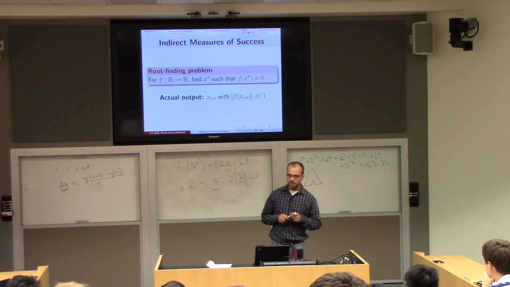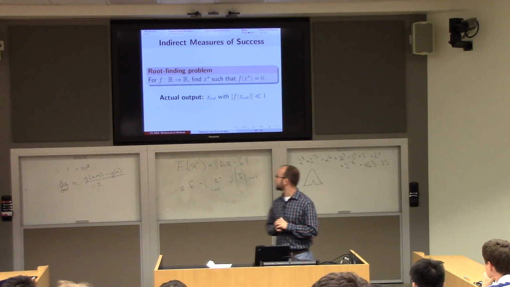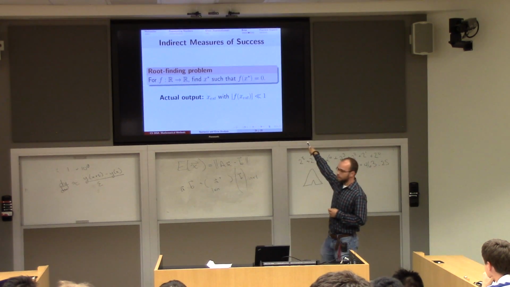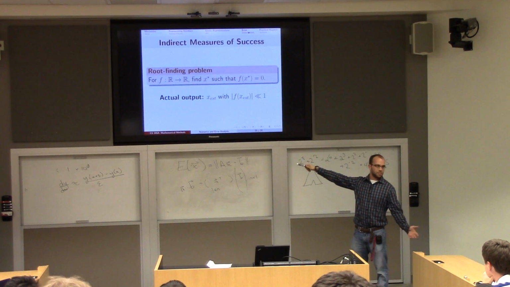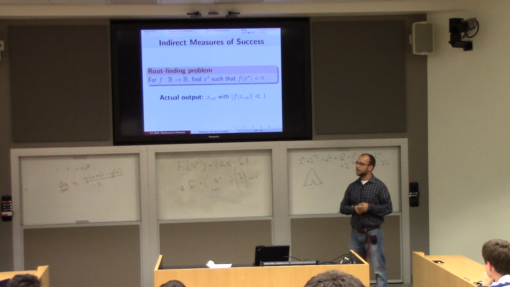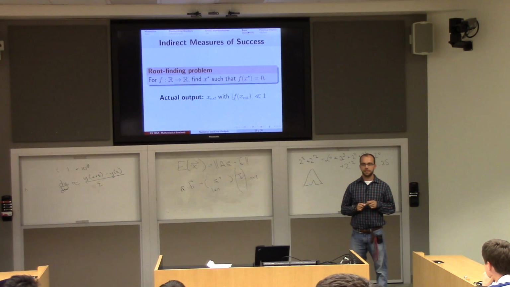And I'd like to measure my success. Well, one way that I could do that, obviously, would be to take x star and subtract off x sub est here. Right? And that's the absolute error. But as we said, we don't know x star, so we can't really do that. But what could we do in this case? Ideas?